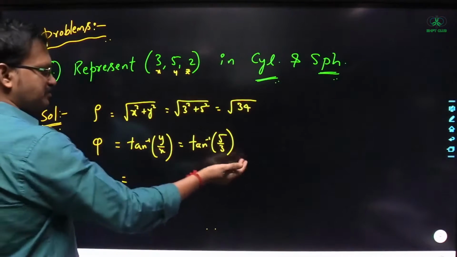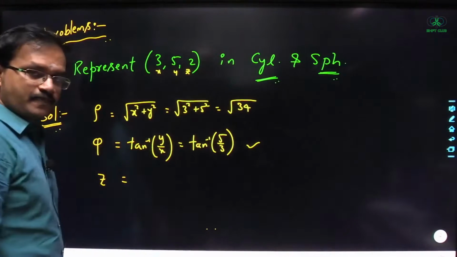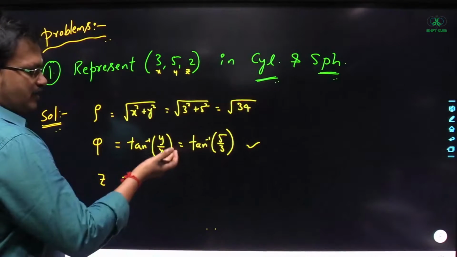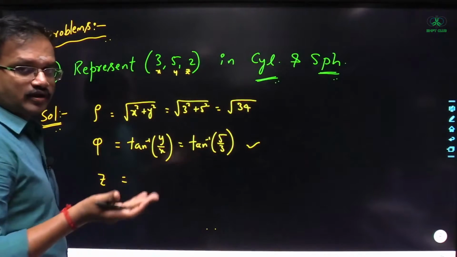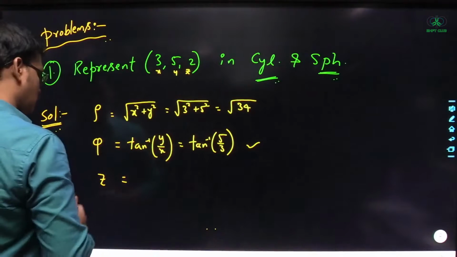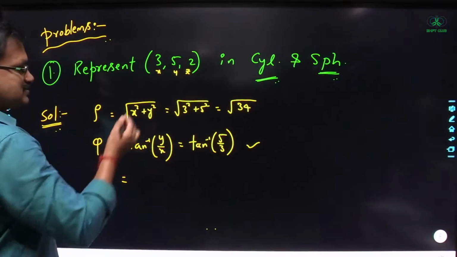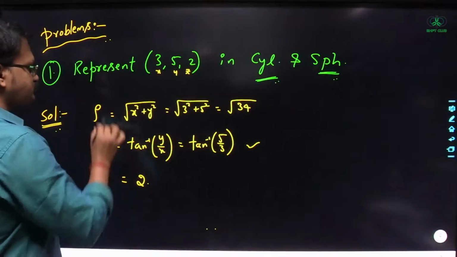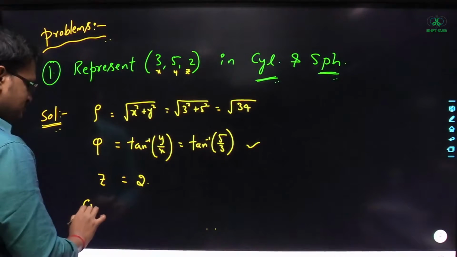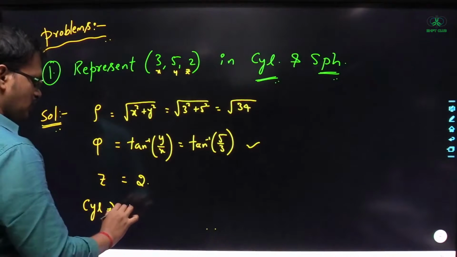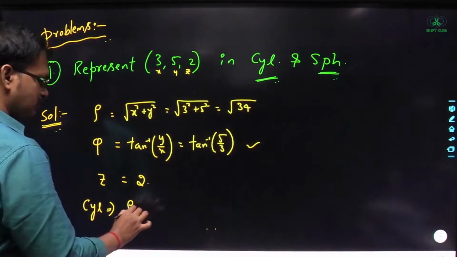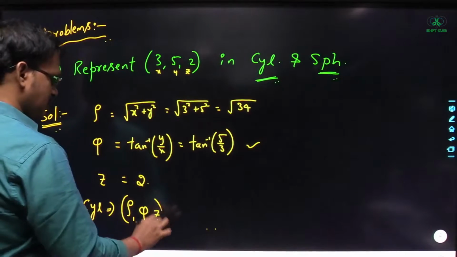So you can determine this one here. You can calculate it in terms of radians or in terms of degrees. Z is same as z, so that is 2. So in the cylindrical coordinate system, rho, phi, z is nothing but what?